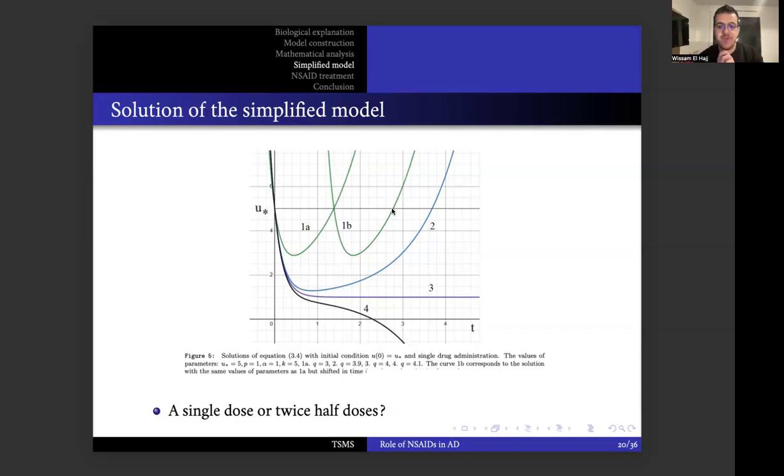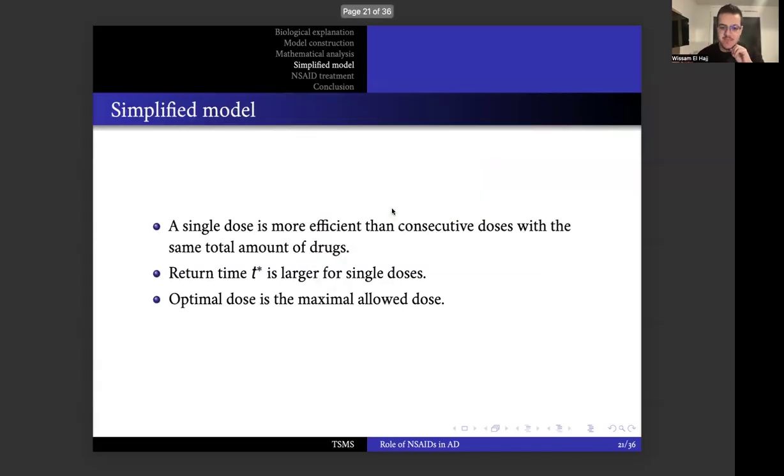I don't know if someone is following. Yes, indeed. It's better to take one single dose because it's larger. It will increase the time as much as possible. This is the case where we are at the unstable point. We are at the beginning of the disease. So as Ala just said, a single dose is more efficient than consecutive ones. If you can take one single dose, take it as large as you can, because this will be very beneficial.